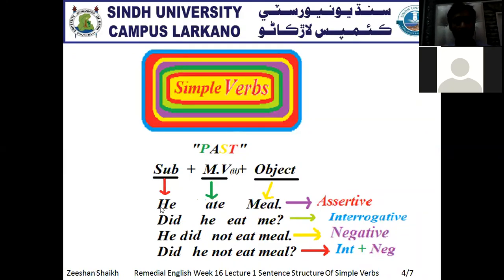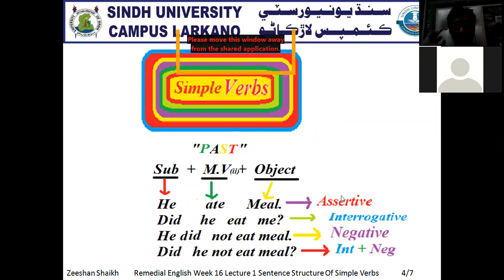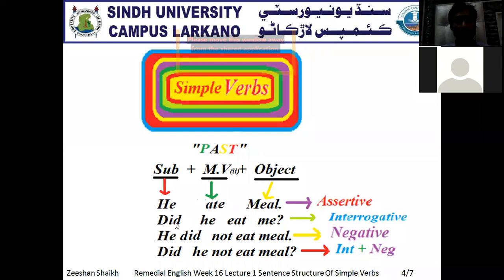Clear? Now, the subject: he ate meal. Now what is the second form of eat? Definitely the second form of eat is ate. Now, he ate meal. What is this? This becomes the affirmative sentence, or assertive sentence, or positive sentence. And the second, we are just trying to make it an interrogative sentence.